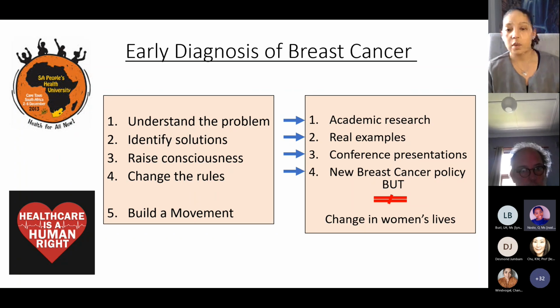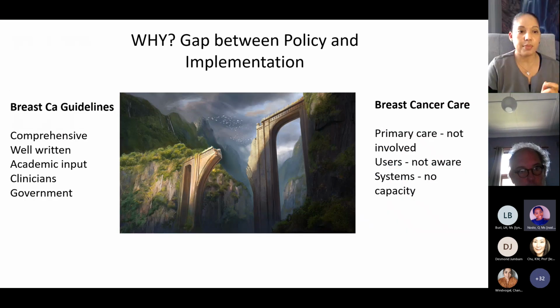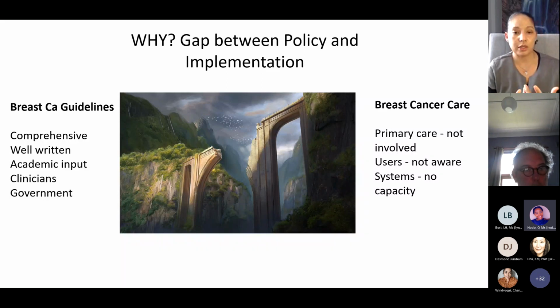We knew what worked in the real world. There were examples out there already. We also had consciousness within the academic community and within the government space about what needed to be done. So we didn't need to do a lot more raising of consciousness. So we wrote a beautiful policy, the new breast cancer policy, and that was in 2018. And it has not changed how breast cancer is diagnosed and treated in South Africa at all. It hasn't resulted in a change in women's actual lives. And I think this gap between policy and implementation is one of the biggest issues that we have in South Africa and obviously in other parts of the world as well.